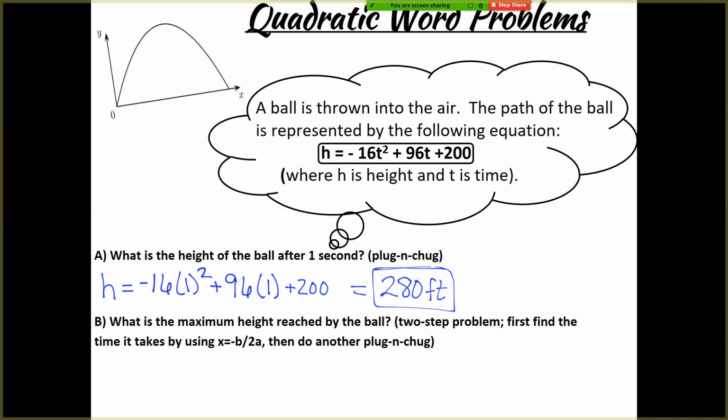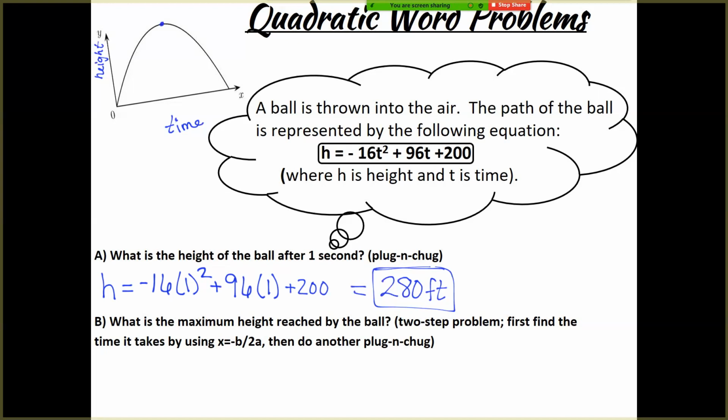Part B says, what is the maximum height reached by the ball? And then I give you a hint. This is a two-step problem. First, we want to find the time it takes to reach the maximum height, and then we're going to do a plug and chug. So really, if we look up here at this graph that I gave you, t is represented by the x-axis, so our time is here, and then the height is over here.